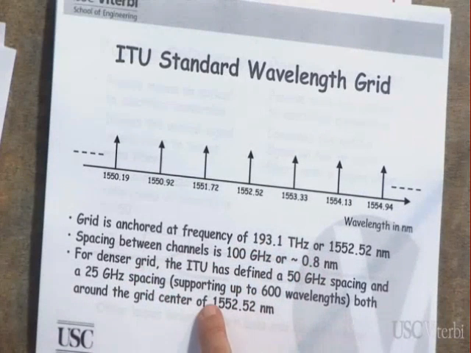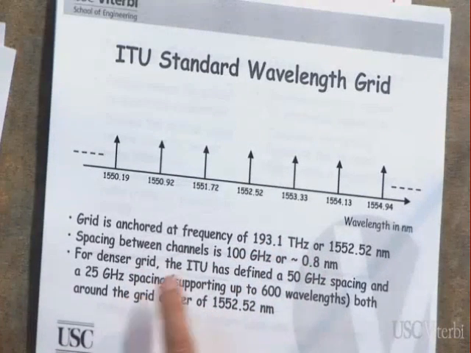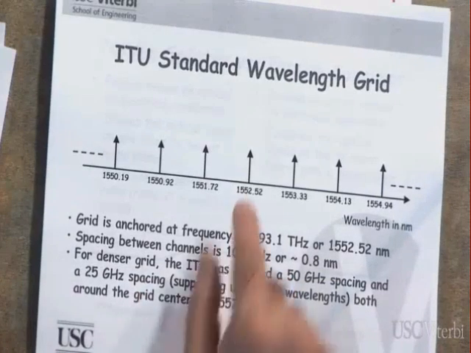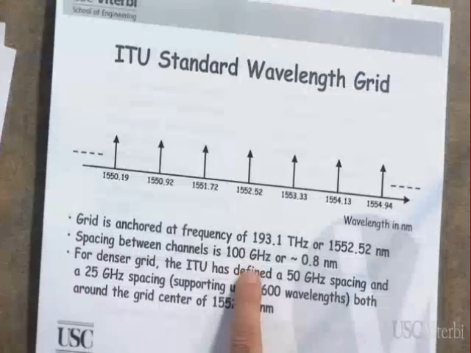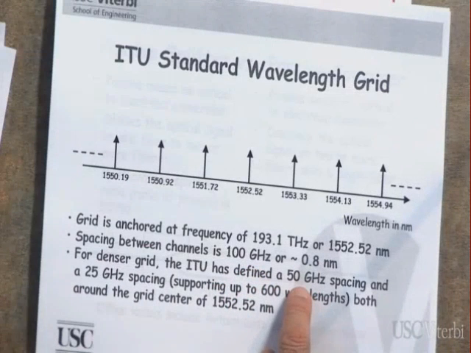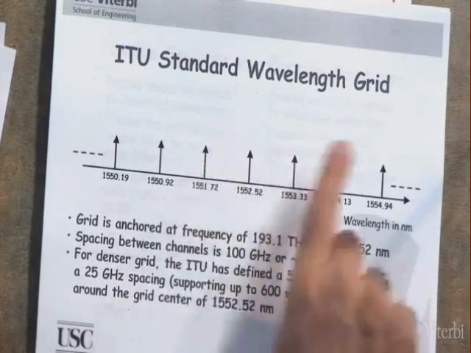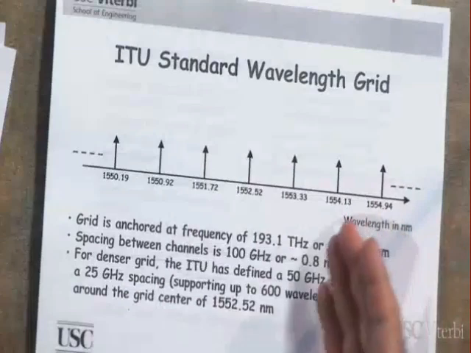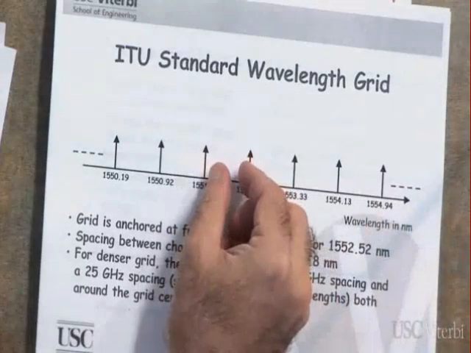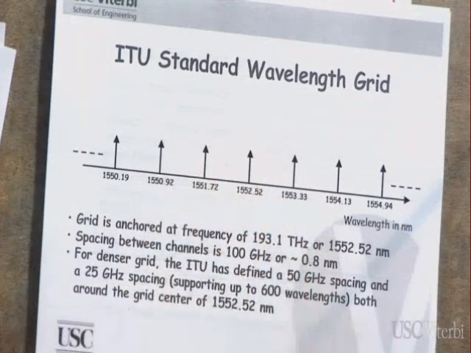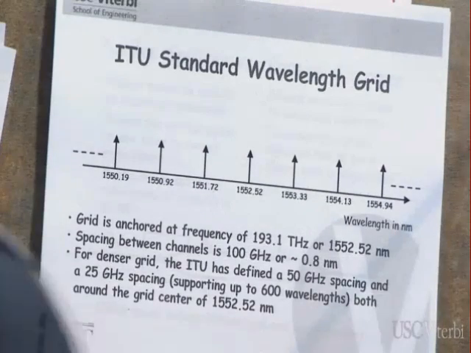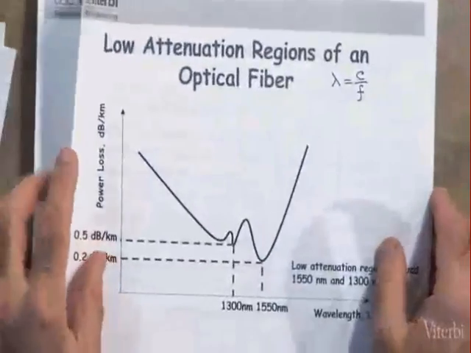Instead of 100 gigahertz spacing between them, they defined a 50 gigahertz spacing and a 25 gigahertz spacing. What does that mean? It means supporting more wavelengths. If they get closer and closer to each other, you are supporting more wavelengths. Clear? That's a denser grid. We'll talk about this in just a second.